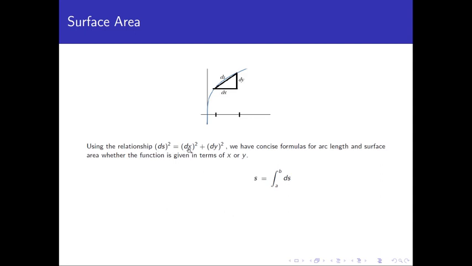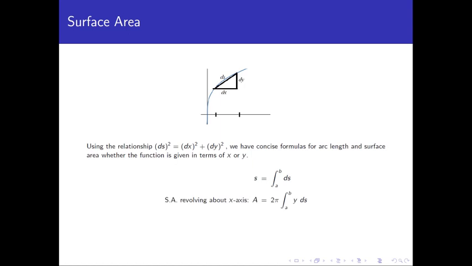If you divide by dx squared, you get 1 plus dy/dx squared, or 1 plus f prime of x squared. If you divide by dy squared, you'll get 1 plus dx/dy squared, or f prime of y squared. Then, if you have ds squared, you take the square root to get ds by itself, and you multiply by either dx or dy to get your appropriate differential. So you can remember your arc length formula is just the integral of ds.